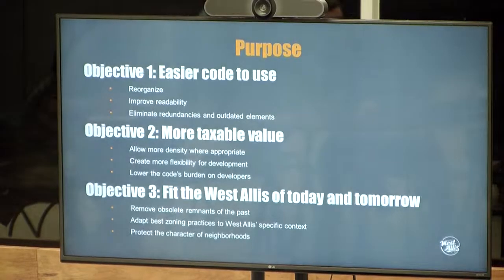So just a refresher on why we're doing this. We've talked about this with you guys before. We have 3 key objectives with this zoning code update. The overall number one thing is we want to make it easier to use. Right now it's very long, burdensome, difficult for somebody who isn't a legal expert to determine what they can do with their property, can't do with their property. So we're going to be doing a lot of changes to make that easier. Another goal is to build the amount of taxable value in the city. We want to allow more density where appropriate, help property owners have more flexibility for development, and lower the burden for new projects. And then our third objective is to really fit the West Allis of today and tomorrow.